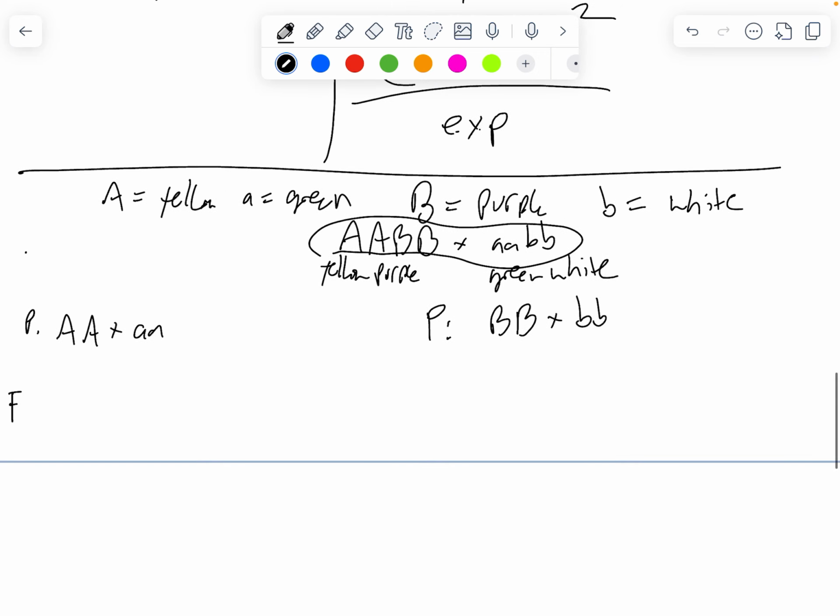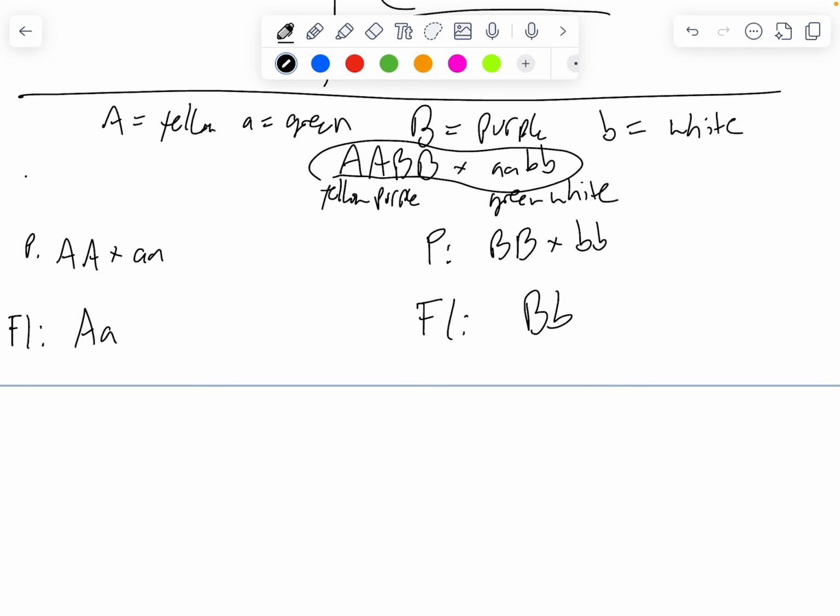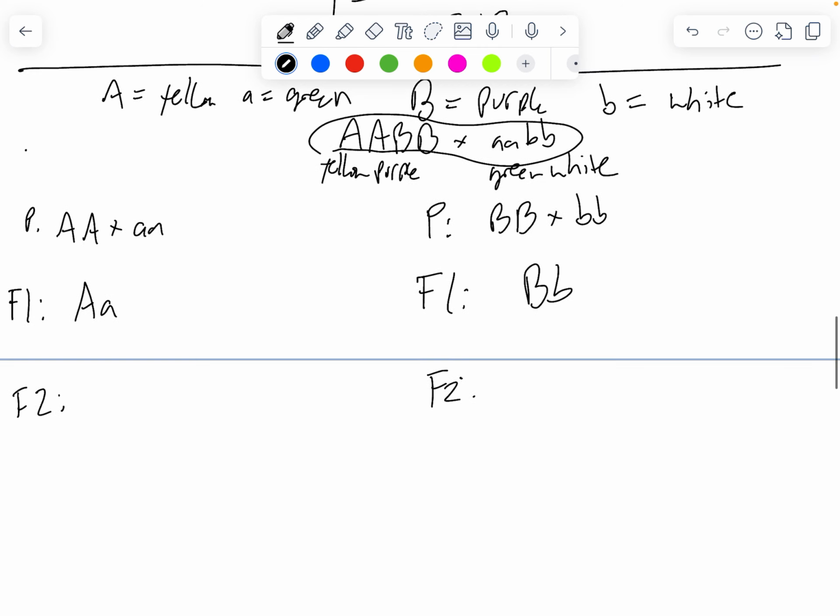So just like above in my F1, that's going to give me all heterozygotes. And then when I self my F1 to get my F2, just like I did above, the same thing happens. So I'm going to get 3/4 that are A.